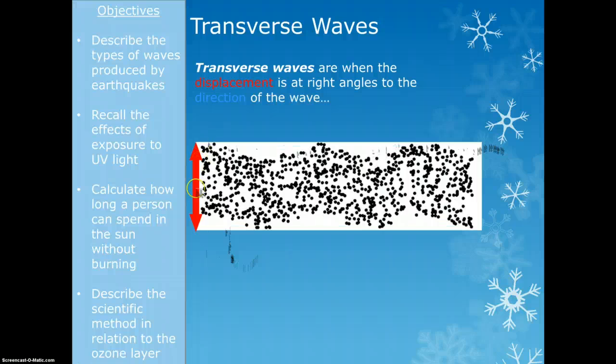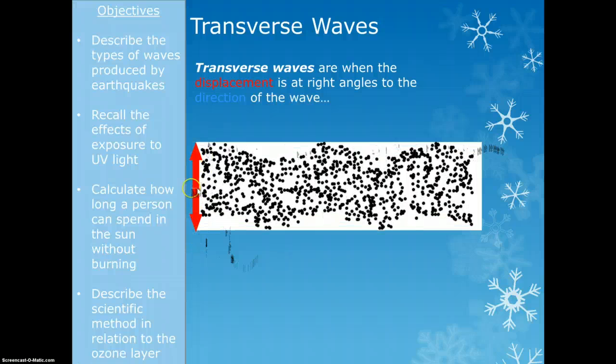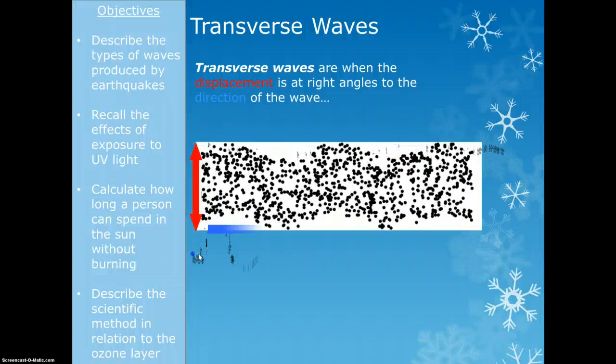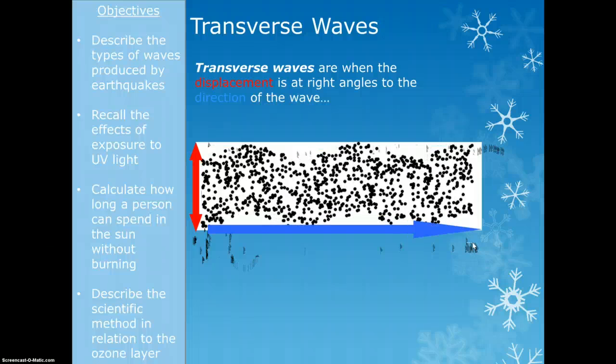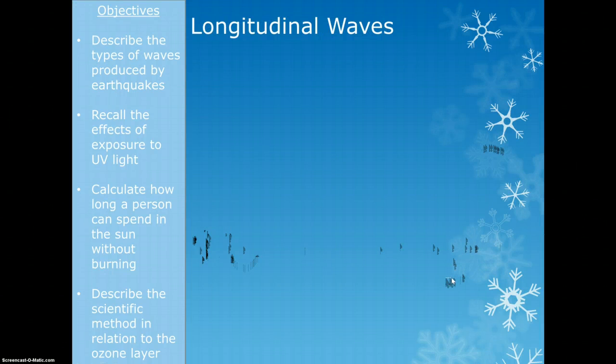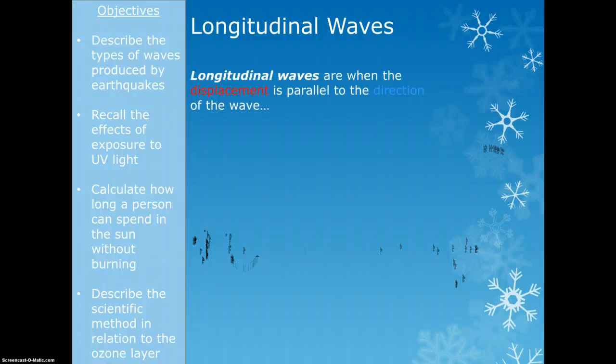I forgot which way around my arrows were going to appear then. So the displacement is up and down, but the direction that the wave is going is to the right. So those two arrows are perpendicular to each other, they're at right angles, and that makes it a transverse wave. The second type of wave we need to talk about is a longitudinal wave. So in a longitudinal wave, the displacement is parallel to the direction of the wave.